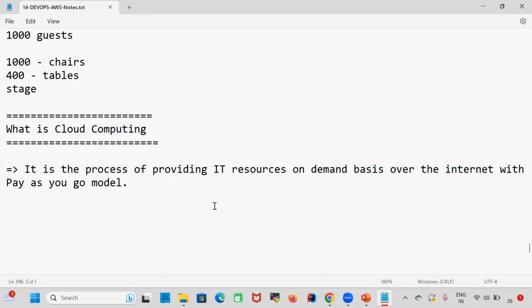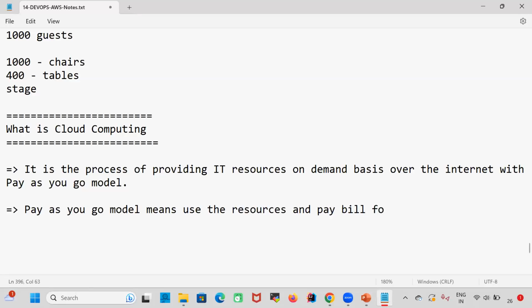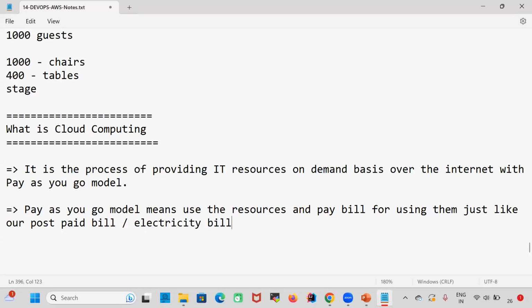Pay as you go model means pay for use. Pay as you go model means use the resources and pay the bill for using them. Just like our postpaid bill, electricity bill, credit card bills, etc. How much power you use in your house, at the month end, the bill will be generated, you pay the bill for that. If you don't pay the bill, then there will be a power cut for your house.